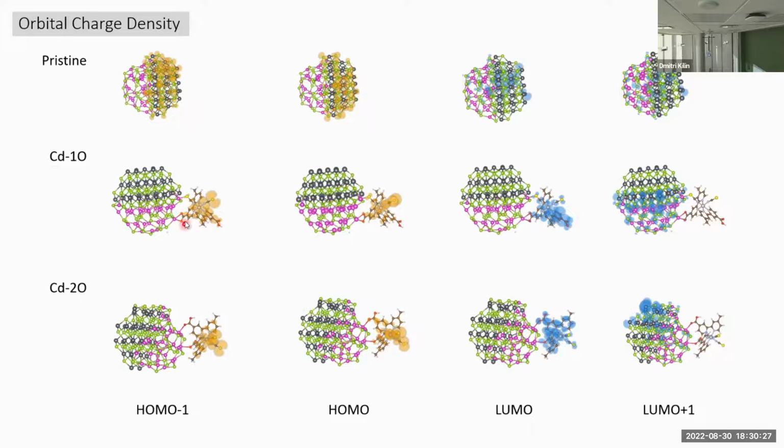So in all the cases, we can see the dominant charge density is on the dye molecule for the HOMO and LUMO. And for this case, your pristine is also preserving the same geometry, or is it the optimized geometry? This is the optimized geometry. Okay, I got it. Each of them is optimized in each case.